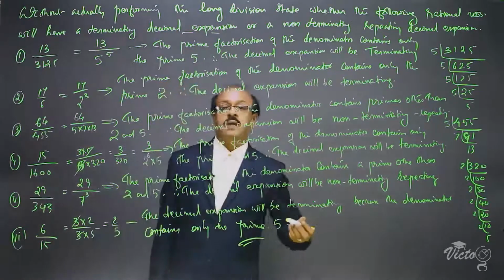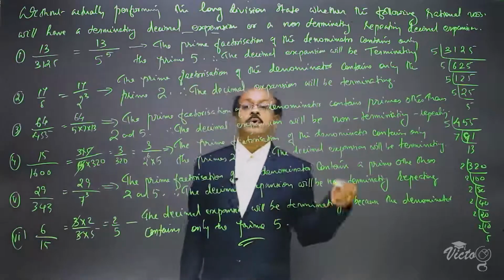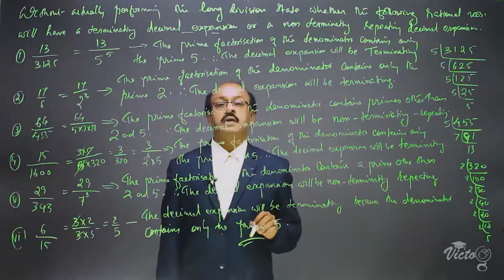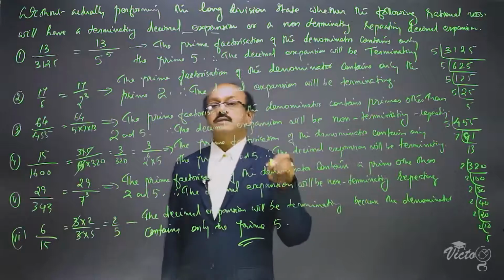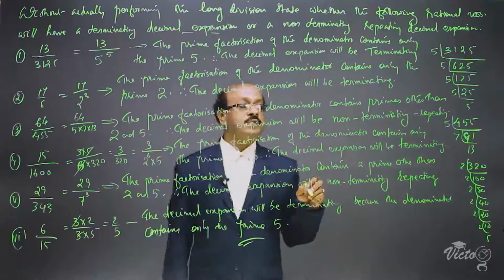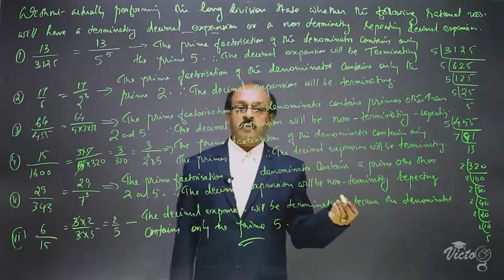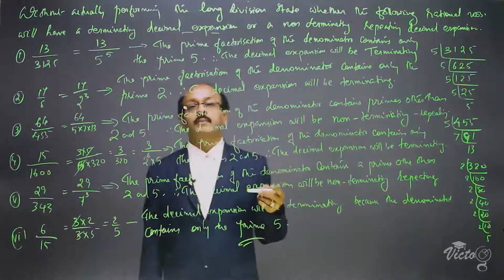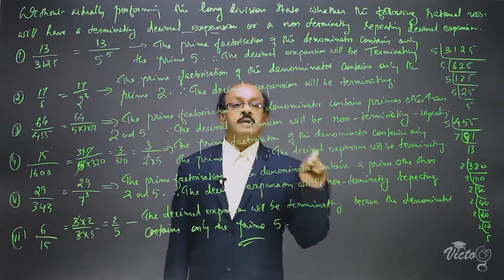Now I think you can find whether the decimal expansion is terminating or non-terminating by the prime factorization of the denominator. Without actual division, you can find whether it is terminating or non-terminating. You must understand the method of finding the prime factorization. If the prime factorization contains only 2 and 5, either 2 or 5 or both 2 and 5, then it will be terminating. If there exists any other prime than 2 and 5, the decimal expansion will be non-terminating repeating. Okay.